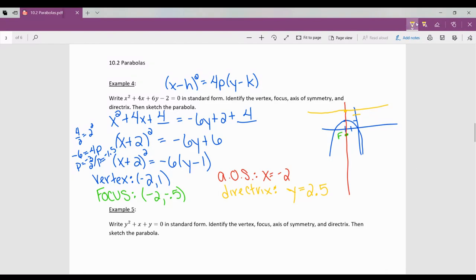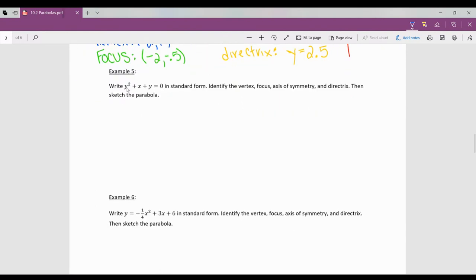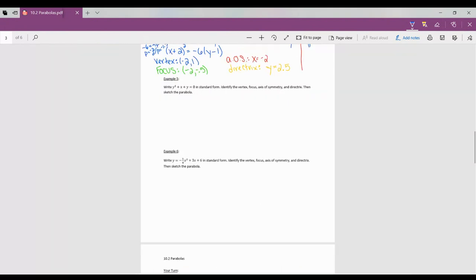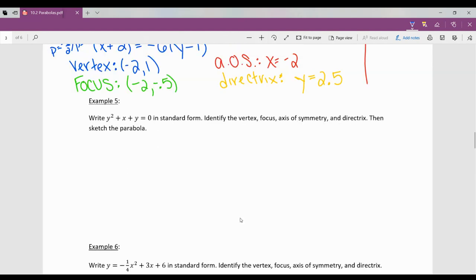All right, let's try another one. So now I'm noticing, for example, number 5, my y is being squared. I just zoomed way out. Let me zoom back in again. Sorry about that, guys. All right, so it's going to be (y minus k) squared equals 4p(x minus h). And the reason why is because it's the y that's being squared this time.